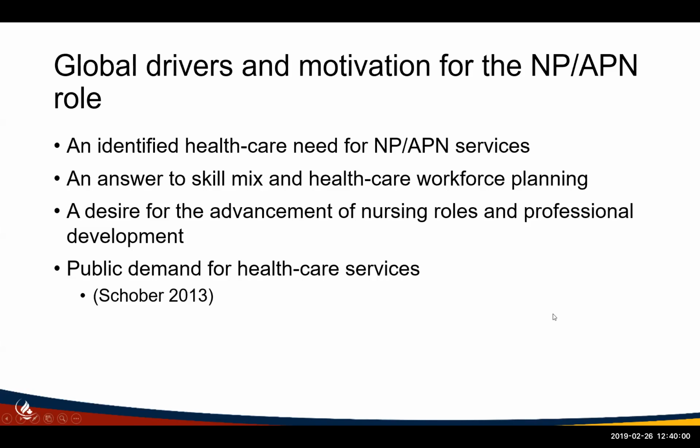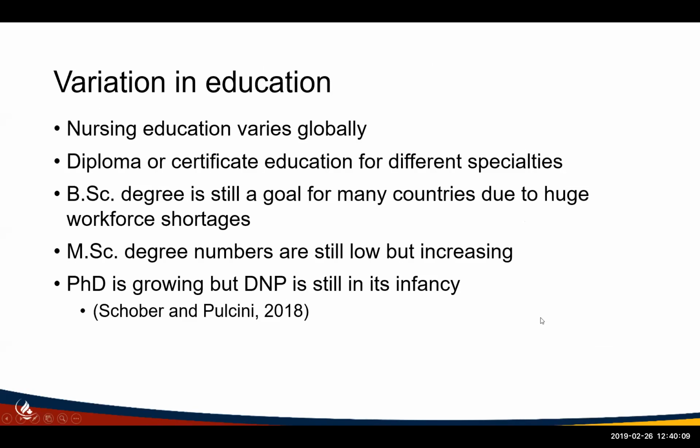And what's happening globally is, just going to wait a few seconds. The education varies, and it goes from a diploma to a certificate, and a baccalaureate degree is still a goal for many countries, but it's a huge issue with some shortages, and it's still growing, the master's degrees, but the PhD is still in its infancy, and that's been a recent paper and research done by Schober and Pulcini.